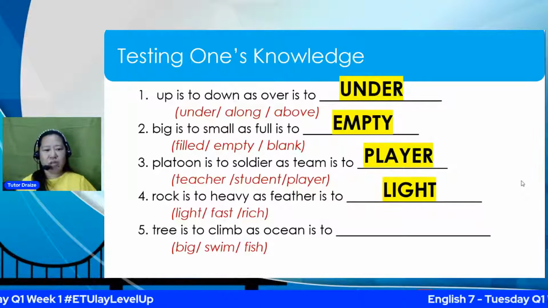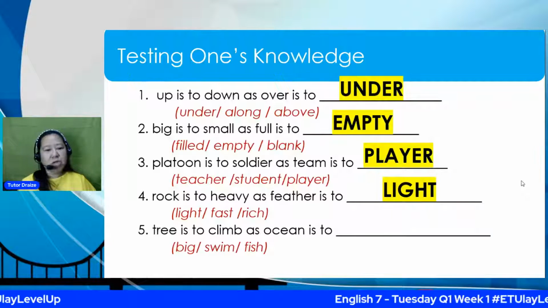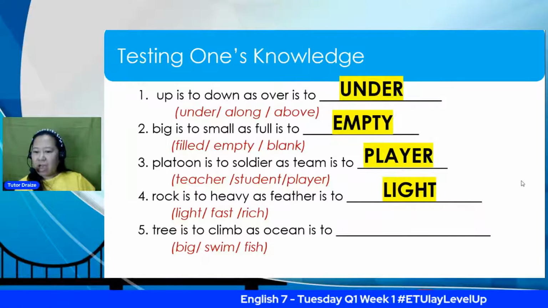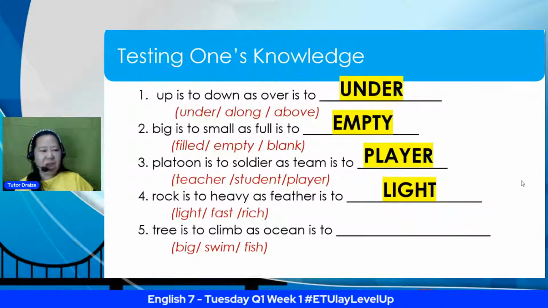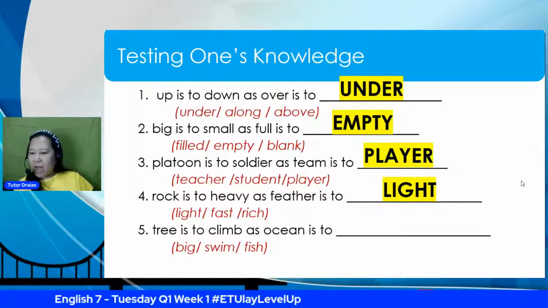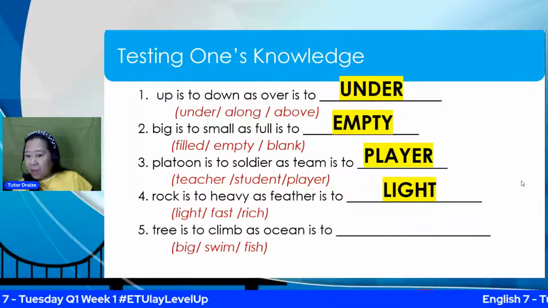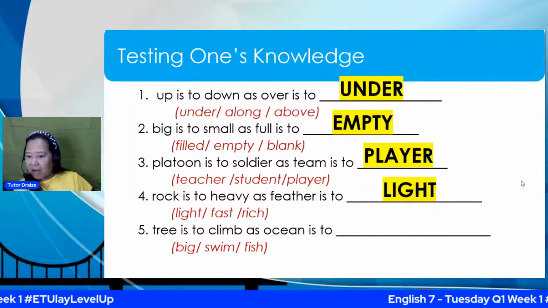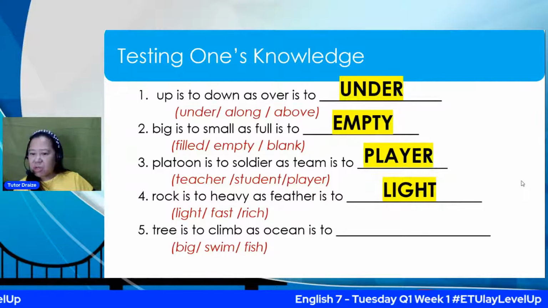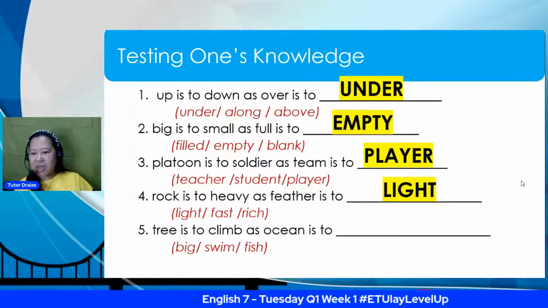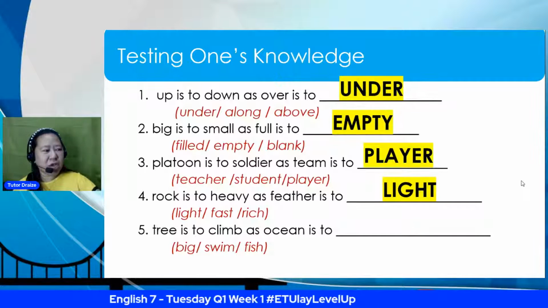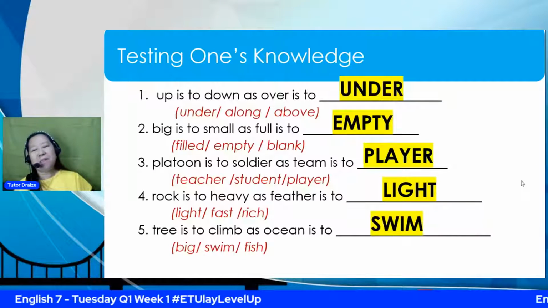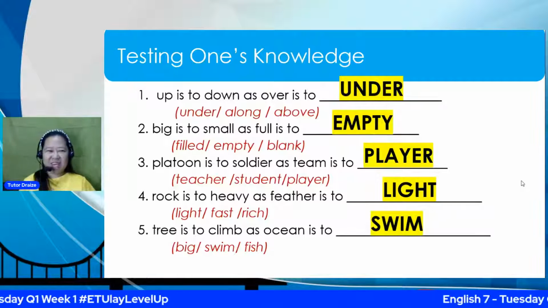Now, how about the last one? Tree is to climb as ocean is to blank. Okay, according to Janiel Von Morales, it's a swim. According to some more people here, Clarence also said it's a swim. Trisha also said it's a swim. And Shekinah is a swim also. Let us check. Very good, people. You got it correctly. That's a swim.